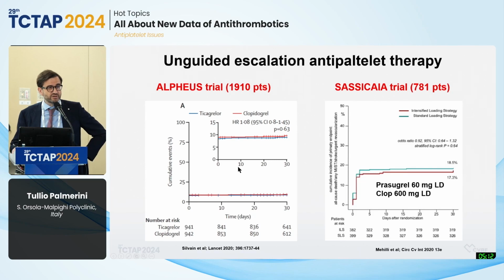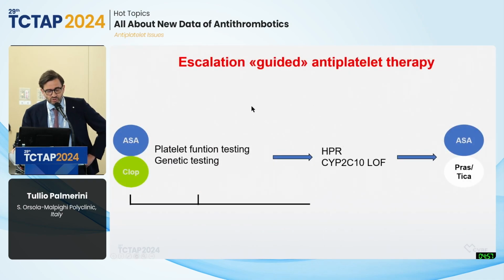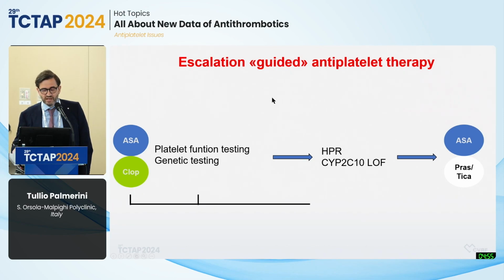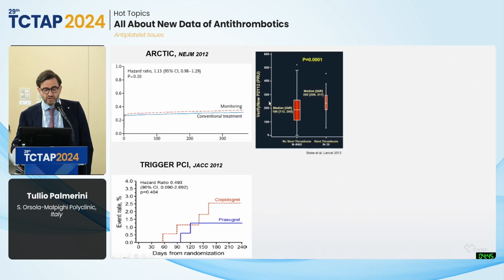Both trials were negative. So at the moment there is no proof that unguided escalation antiplatelet therapy is of any benefit. Escalation can also be achieved by platelet function testing and genetic testing. We have two old trials with platelet function testing, ARCTIC and TRIGGER-PCI. They were both negative. Why is that?